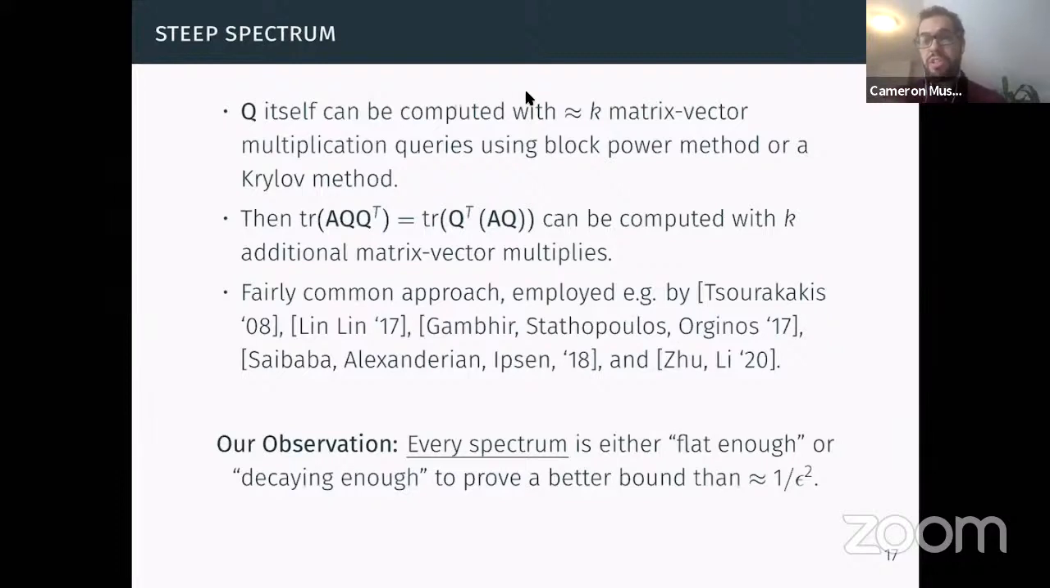And then they're just using that sum to approximate the trace. So there's lots of literature on this that uses this idea. Okay, so the simple idea behind this paper is just that we want to combine these two paradigms. We want to combine when Hutchinson does well with when eigenvalue computation does well. And roughly, our observation is that every matrix has a spectrum that's either flat enough or decaying enough to get better than a 1 over epsilon squared bound for the query complexity of trace estimation. So actually, to get a 1 over epsilon bound.